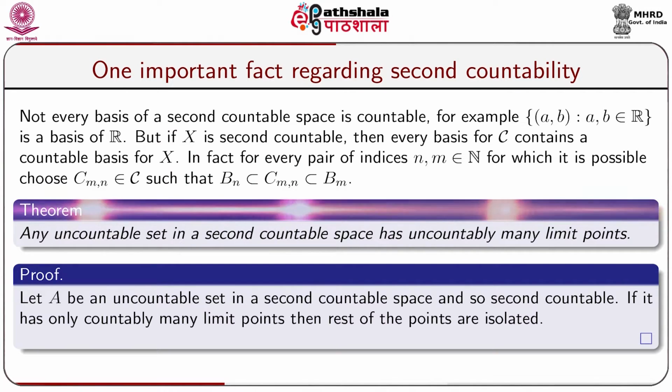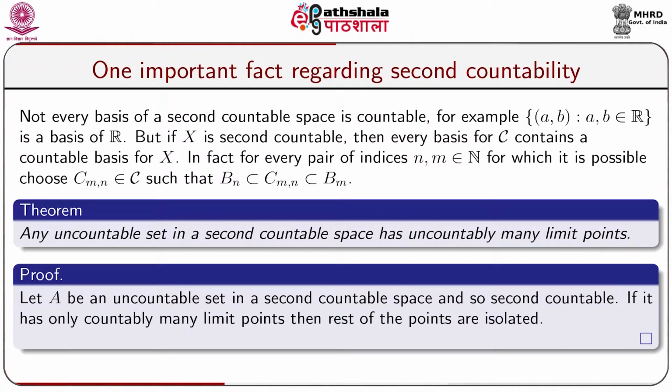Next, we have observed that every uncountable set in R with the usual topology contains uncountably many limit points. The following theorem says that this result holds for every second countable space. Theorem: any uncountable set in a second countable space has uncountably many limit points.